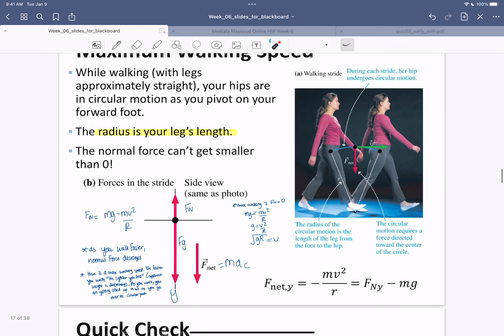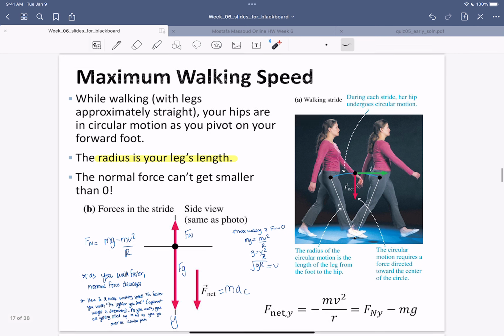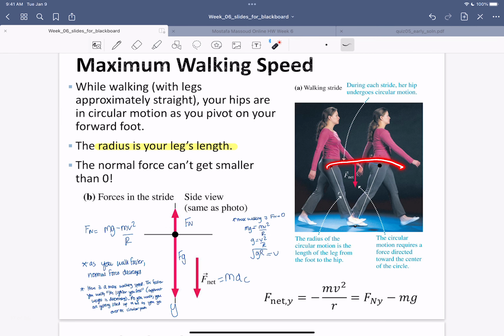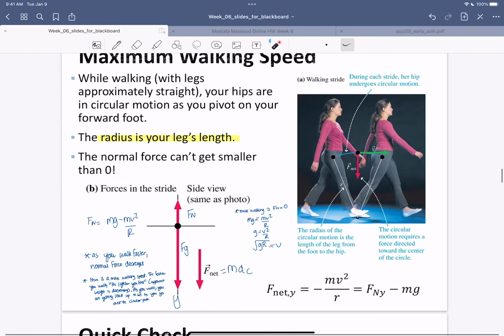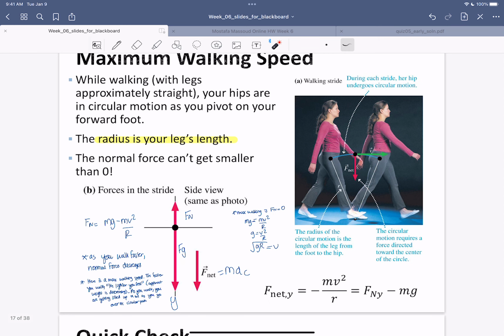Now, this type of problem is concerning maximum walking speed. When you're walking, I actually never knew this before, but you have this circular type motion. I never really thought about it, but it makes sense. So if we are walking, we're going to have this circular type stride. And when that's occurring, we have to look at what forces are acting on our bodies. We have gravity, due to our weight, and we have normal force, which is the contact force from the surface that we're walking on, back on us. That's Fn minus Fg.